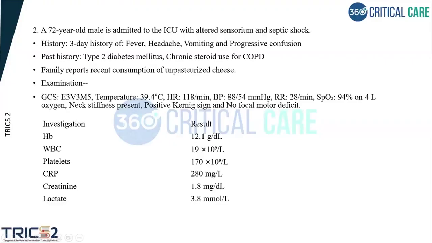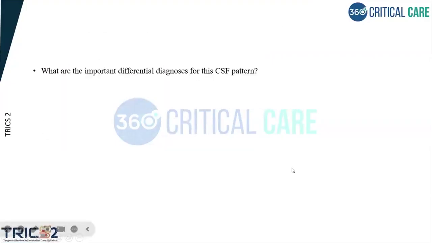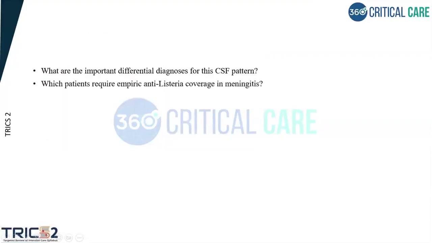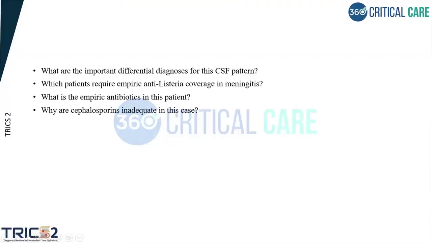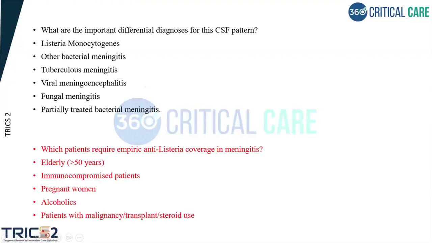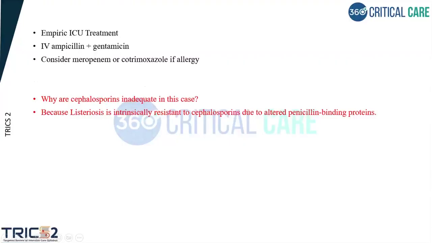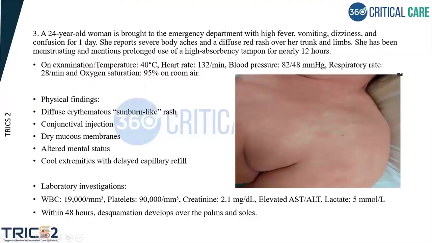Okay, so you have a lot of differentials here. Basically, it could be bacterial, it could be viral. Okay, but you should pick up that hint which they give in the question. So the question that they've asked is what is the empirical treatment that you start in these patients? And why are cephalosporins inadequate in treating listeria? Because listeria is intrinsically resistant to cephalosporins because of the altered penicillin binding proteins that is present in the listeria. Now this is one of the most important questions that they have asked in the recent exam.